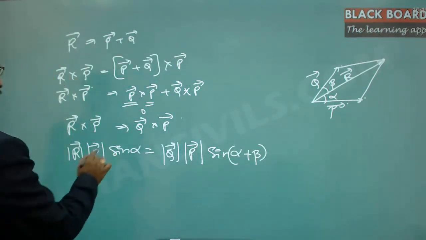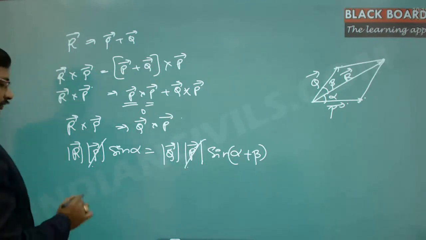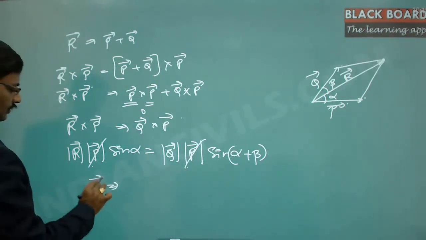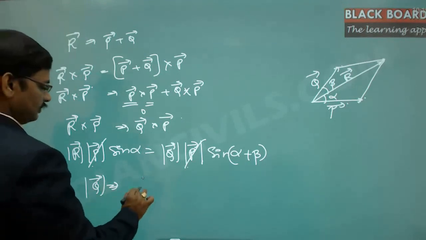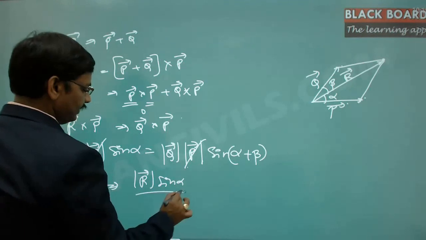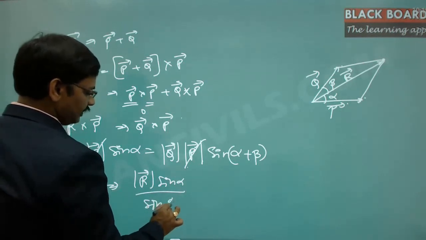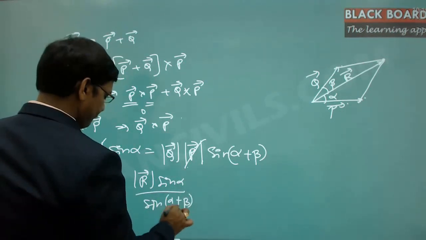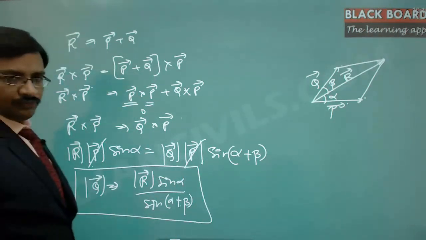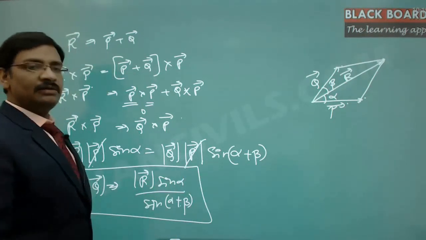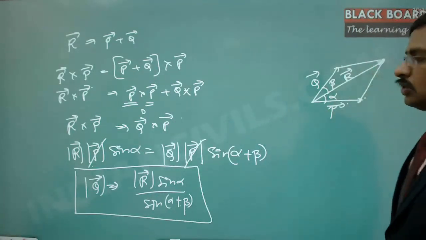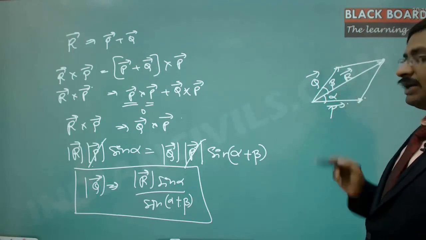Now here P and P will cancel out. We are left with the magnitude of Q is equal to R sine alpha by sine of alpha plus beta. So this is how you can arrive at the magnitude of Q if you know the angle between R and P and R and Q. So here alpha and beta are the known information.